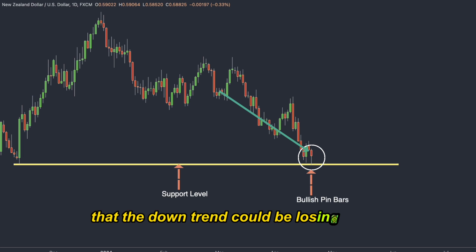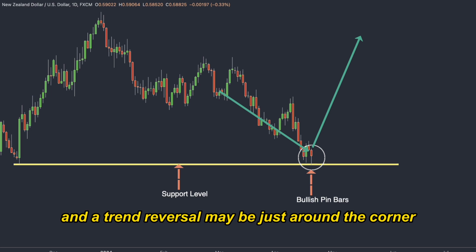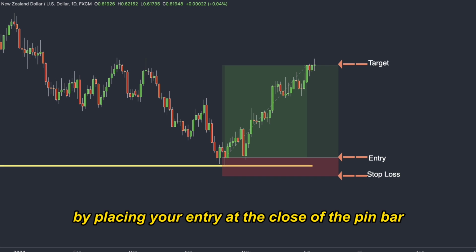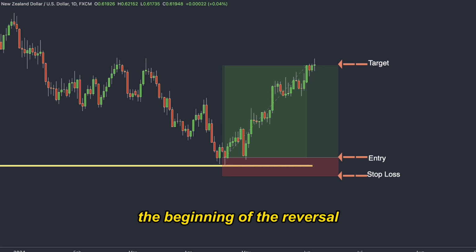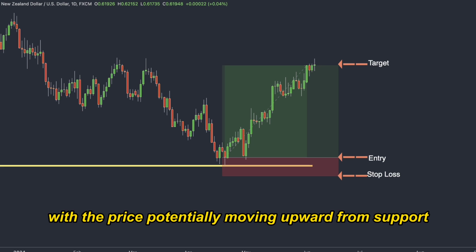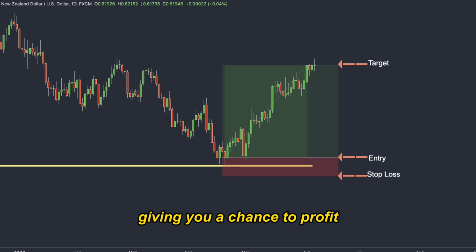This is your signal that the downtrend could be losing steam, and a trend reversal may be just around the corner. By placing your entry at the close of the pin bar, you're positioning yourself to catch the beginning of the reversal. You place your stop loss just below the tail of the pin bar, managing your risk in case the market turns against you. With the price potentially moving upward from support, the risk-reward ratio is highly favorable, giving you a chance to profit while keeping your losses controlled.